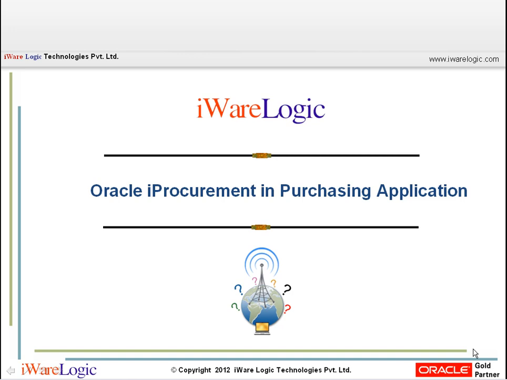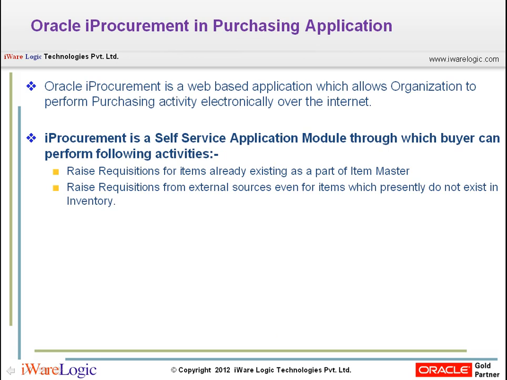Hello everyone. Good evening. Today's topic is iProcurement in the purchasing application. Oracle iProcurement is a web-based application which allows an organization to perform purchasing activity electronically over the internet. This application is available on the web so that any user can perform a few transactions remotely. iProcurement is a self-service application through which a buyer can raise the requisition for items already existing as part of the item master, and raise the requisition from external sources even for items which presently do not exist in inventory.